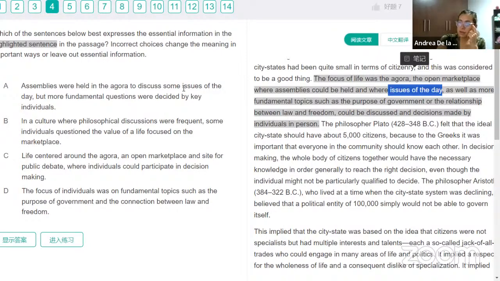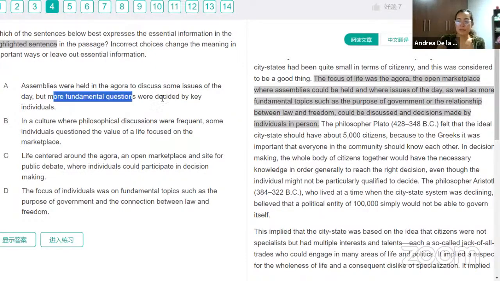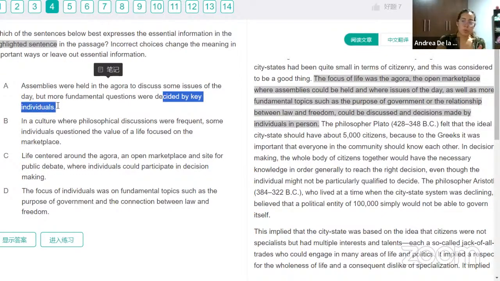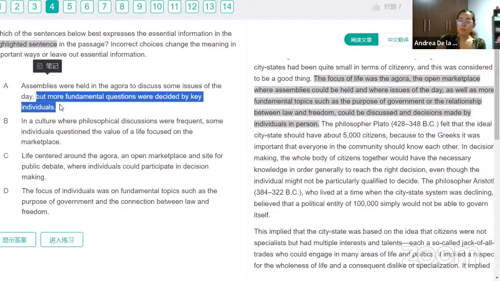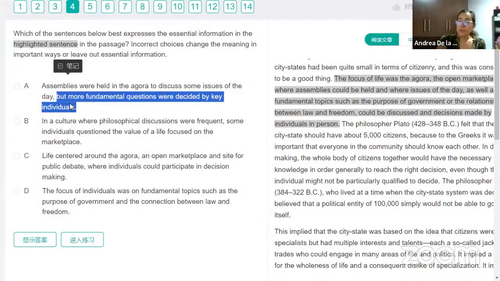Issues of the day eran discutidos, pero no solo eso, sino que también todos estos temas fundamentales, como el propósito del gobierno y demás. Entonces, no era que los temas fundamentales se decidían solamente por individuos importantes, ¿no? Sino que todo se discutía en el agora. Esta información es falsa, esta parte de acá es falsa. Pero además de que sea falsa, incluso si estuviese bien y fuera assemblies were held in the agora to discuss issues of the day and more fundamental questions, incluso así estaría mal.